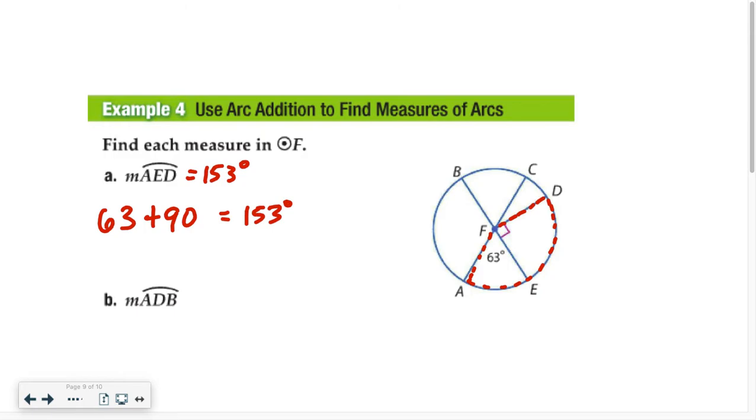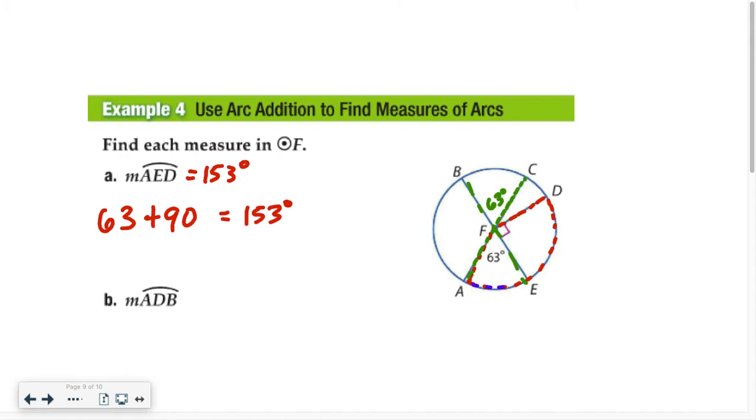Guys, here we've got to use some first semester knowledge. We know these angles are vertical angles, so this is a 63-degree angle. Those angles are congruent, they're vertical angles. All right, we're looking for arc ADB. I just wanted to make note of that.